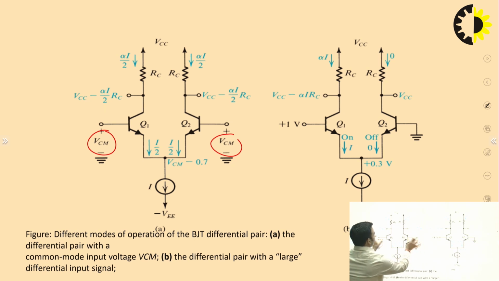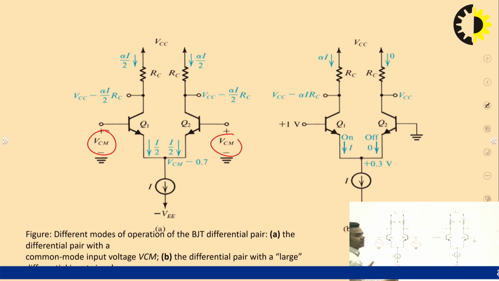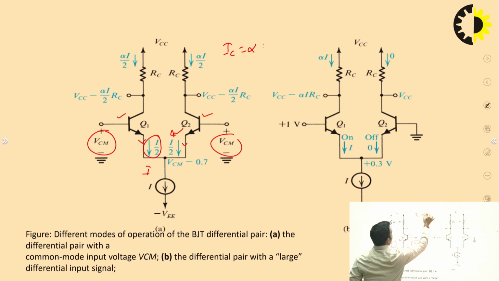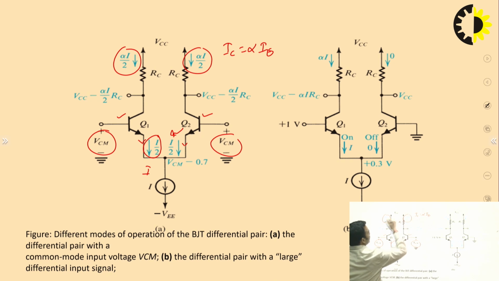Same voltages are applied at base. So, that means equal base current is flowing. That means equal emitter current will flow in transistor Q1 and Q2. So this current I will be equally divided between two transistors. So this current will be I by 2. The current which is flowing in the emitter of Q2 will also be I by 2. And you know IC is equal to alpha IE. So this will be alpha I by 2. This will also be alpha I by 2.